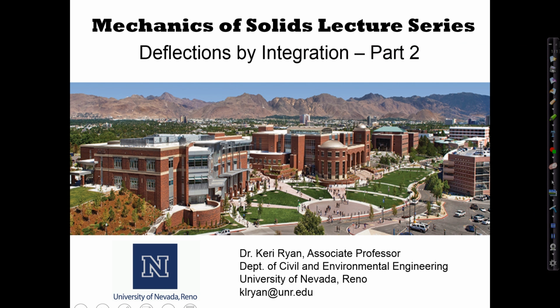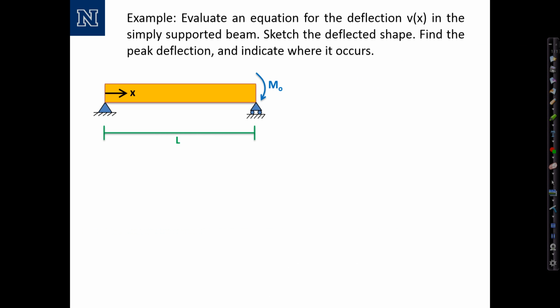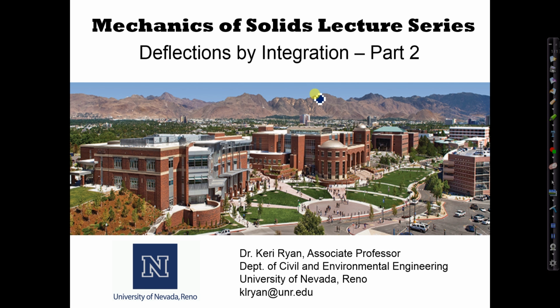In this series of videos, we're solving beam deflections by integration of the second-order beam differential equation. The next example is a simply supported beam with an applied end moment. We're asked to evaluate the equation for the deflection, sketch the deflected shape, and find the peak deflection and where it occurs. I actually like to start by sketching the deflected shape.